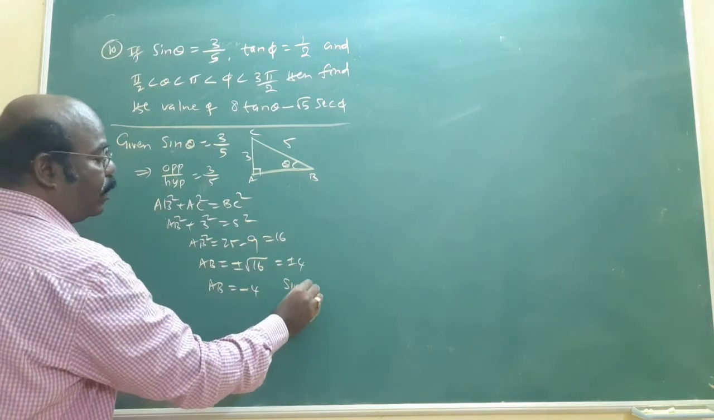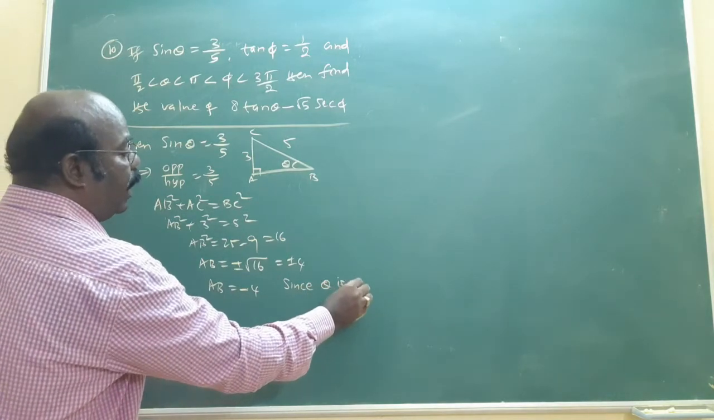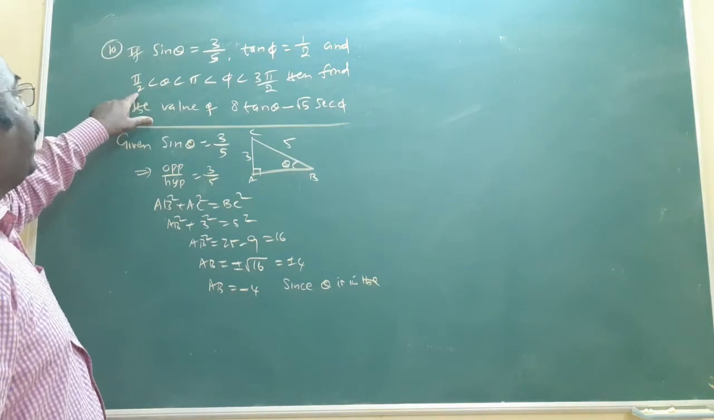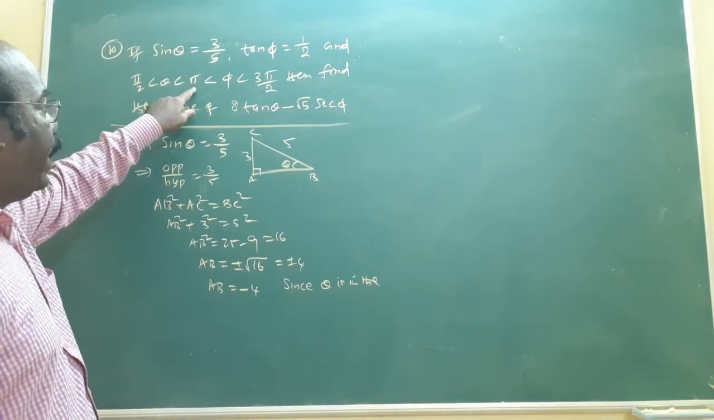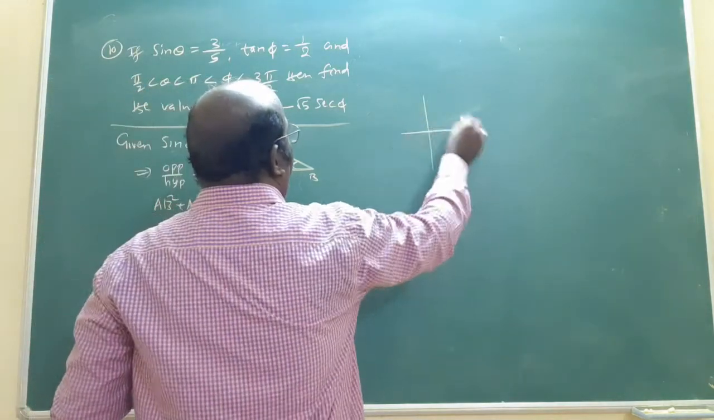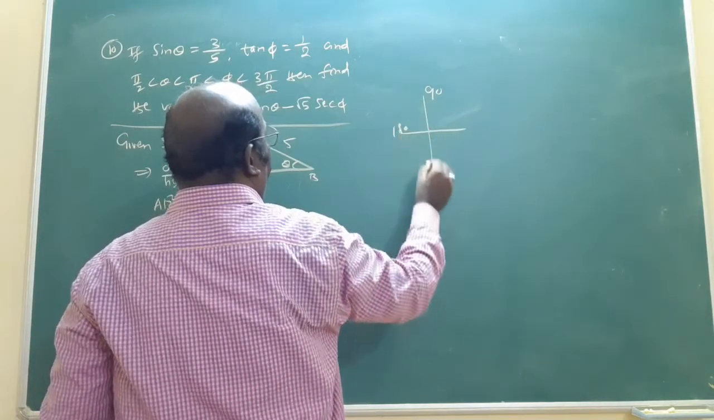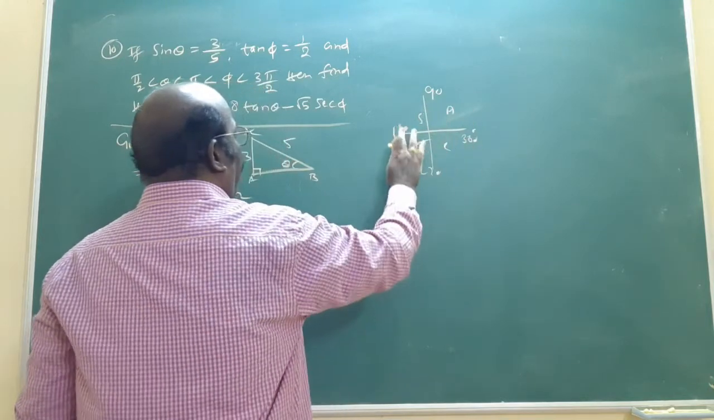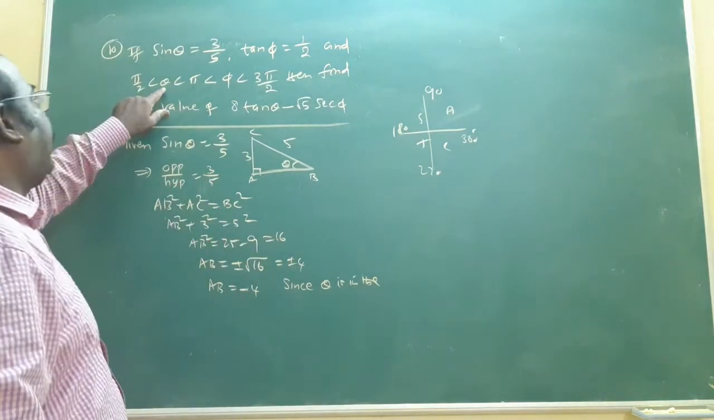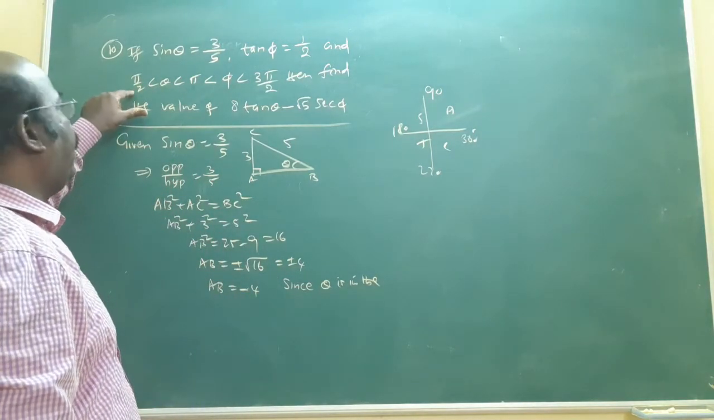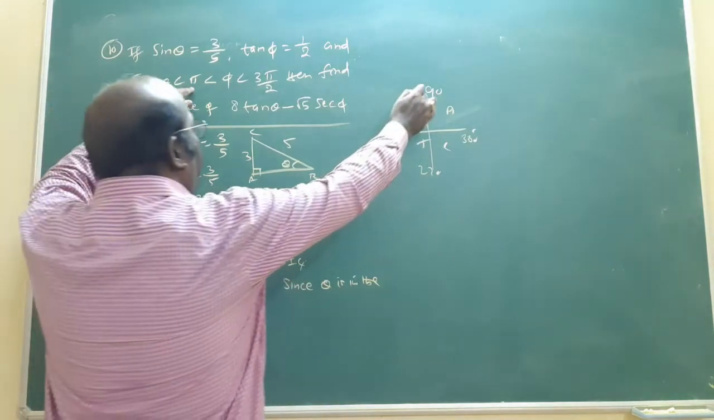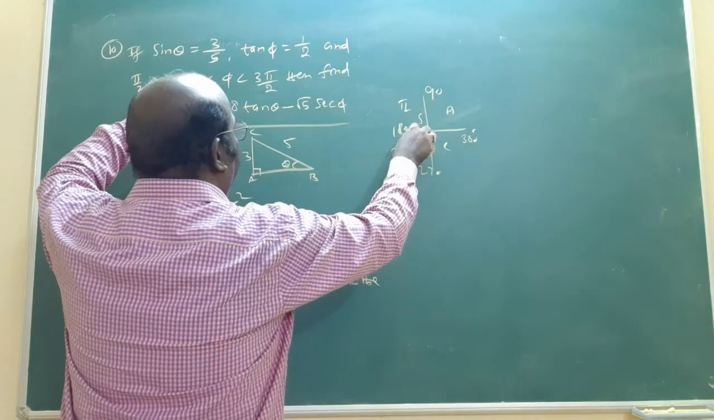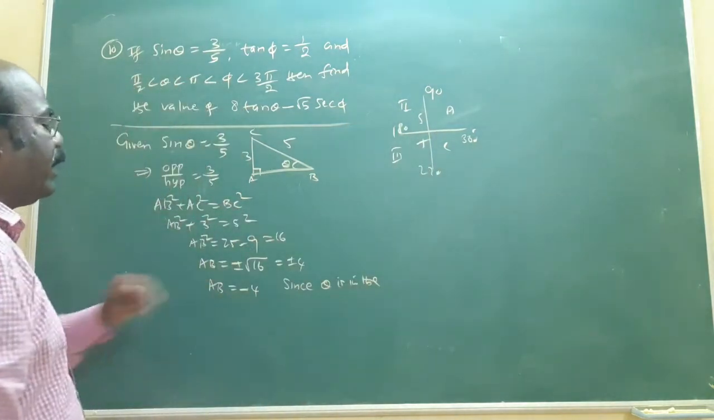Listen here, theta lies between 90 and 180. Which quadrant? Am I correct? With 270, 360, 0, A, S, T, C, no? Theta lies between 90 and 180, that is pi by 2 to pi, only the second quadrant. In the second quadrant, only sine is positive. The remaining ones are negative, no? That's why we want to present the negative sign.